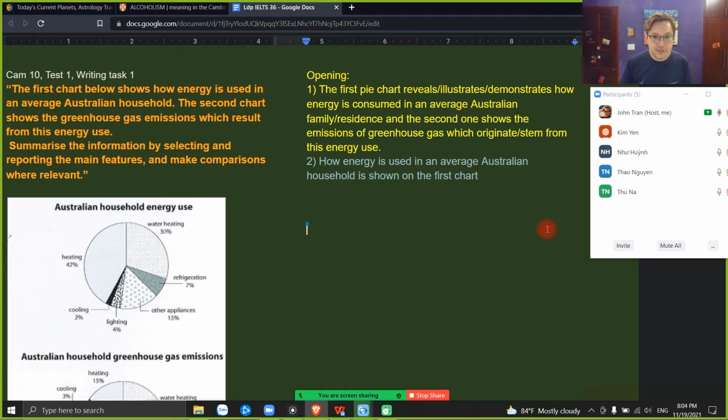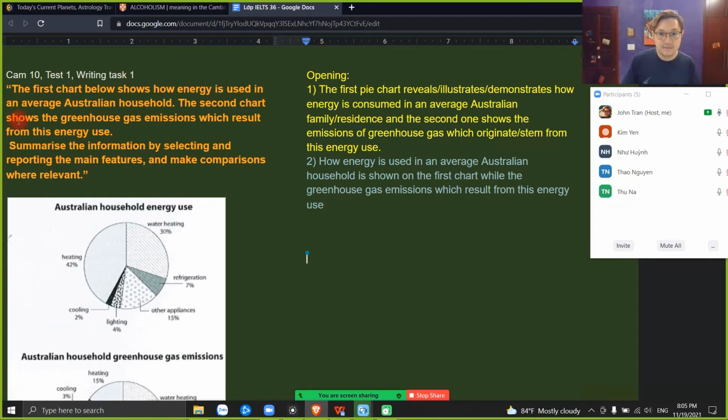Now, it's shown the first chart. While, okay, let's look at the second one here. Of course, the greenhouse gas emissions which result from this energy use, this whole thing is the object, isn't it? Yes. Okay, so while the greenhouse gas emissions which result from this energy use.